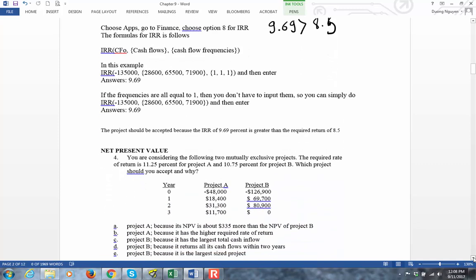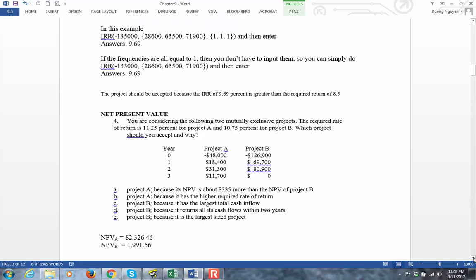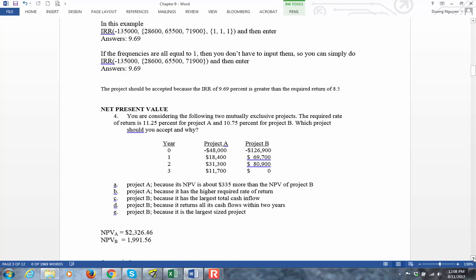Question number 4. You are considering the following two mutually exclusive projects. Mutually exclusive projects are ones where you have to accept only one of the two. You cannot accept both.